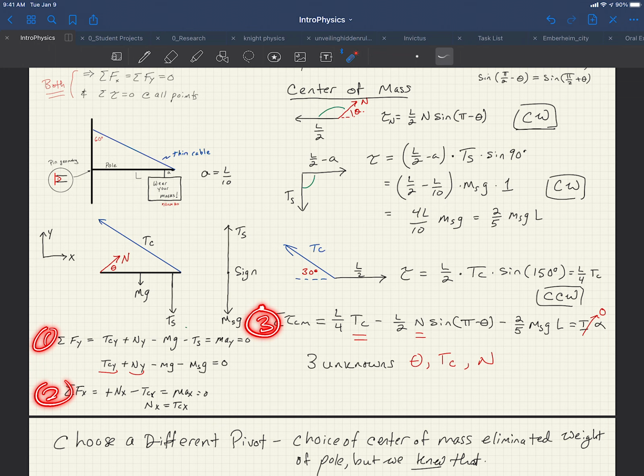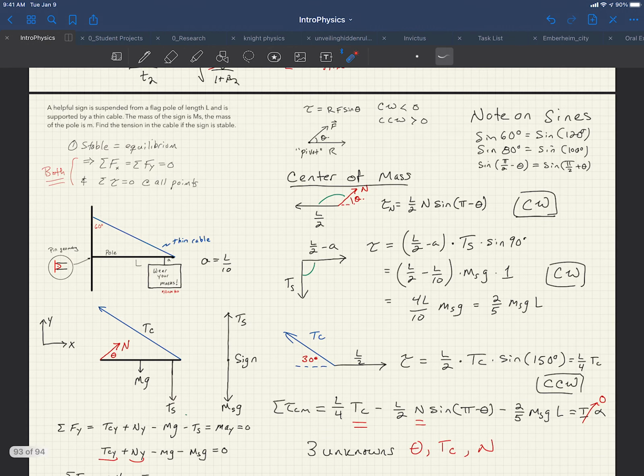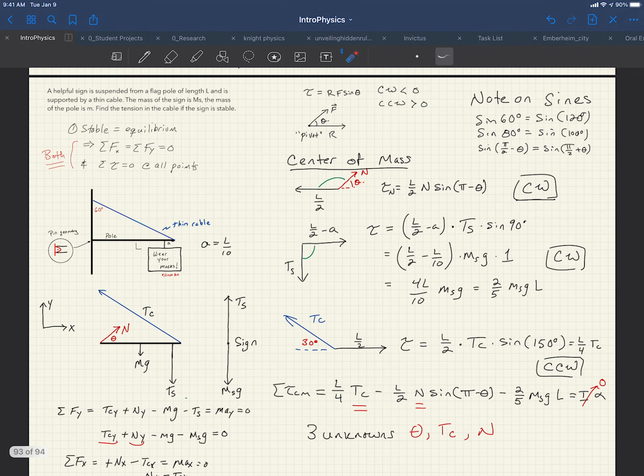It works, but we're going to do it a different way. And this is what we're hoping that you're learning from the problem that we're doing for Wednesday, Thursday. So what we're going to do now is choose a different pivot point. Well, the center of mass, what did the center of mass do? If you think about it, what do we know? We know the weight of that pole. We know the weight of the sign, therefore the tension. So we know this force and we know this force. But we don't know this one and we don't know that one.